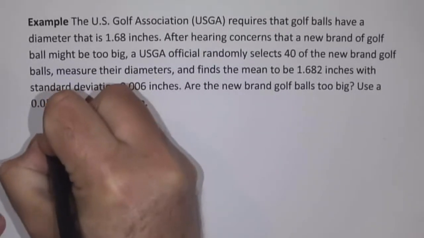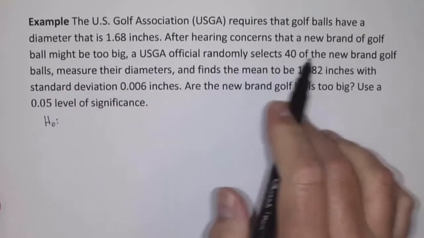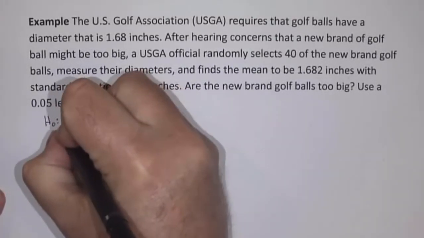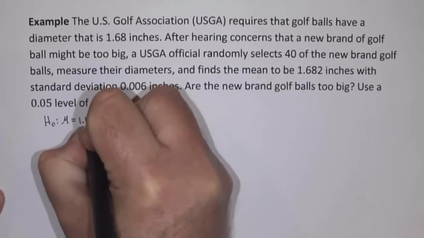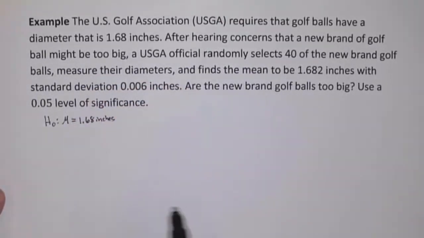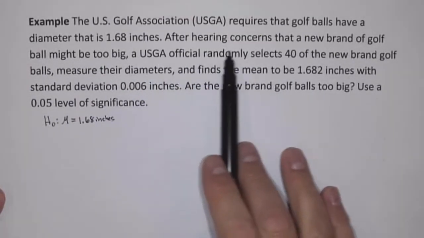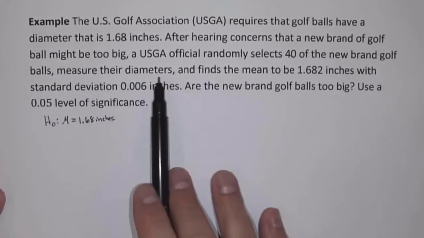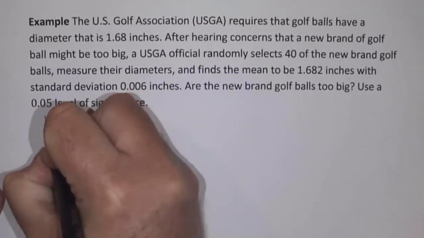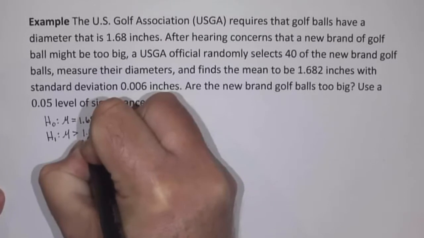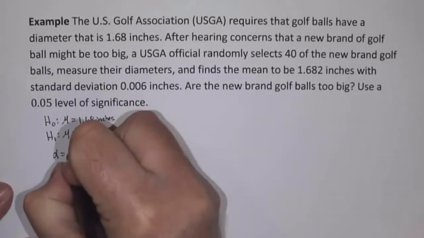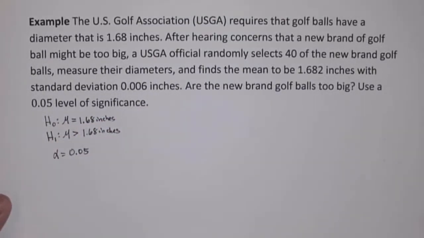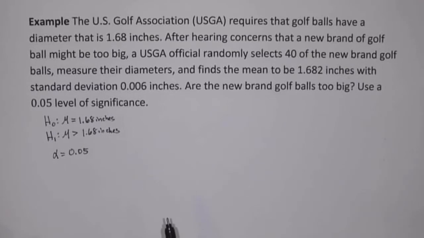So our null hypothesis, we're going to assume that these new golf balls meet the standard of the USGA. So we're going to have that the mean of these new golf balls equals 1.68 inches. Now the concern of the USGA official was that the balls might be too big. In other words, the diameter is bigger than 1.68, so that's going to be our alternative hypothesis. So mu is greater than 1.68 inches. So this is going to be a right-tailed test. Alpha is equal to 0.05 because that's what we were instructed to use in the problem. And 0.05 is a pretty common value to use for the level of significance as a general rule.